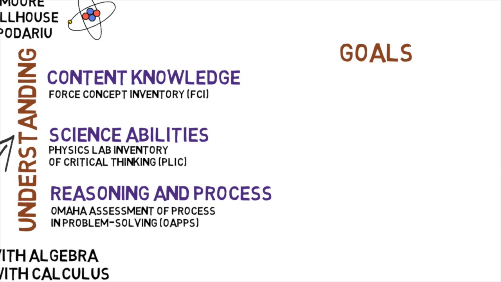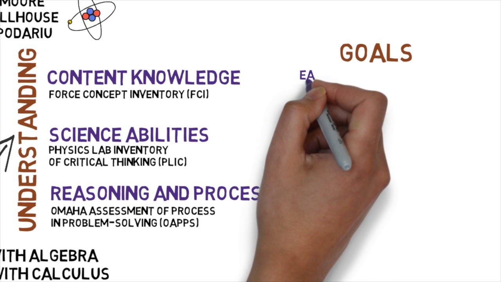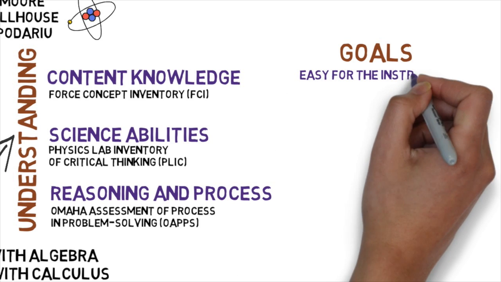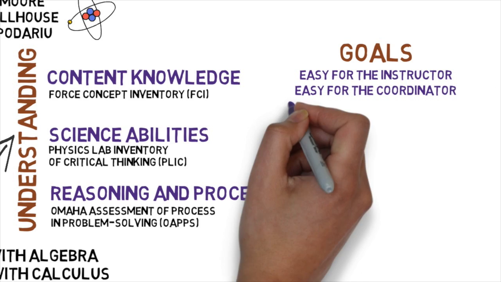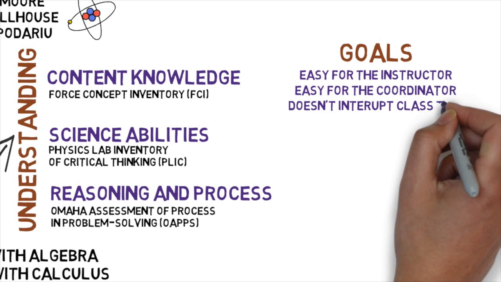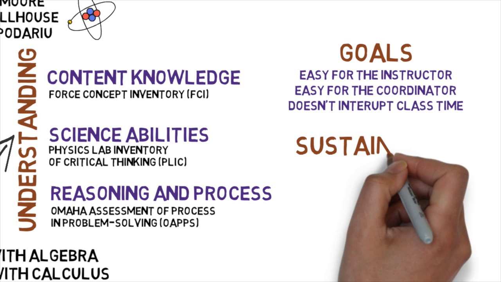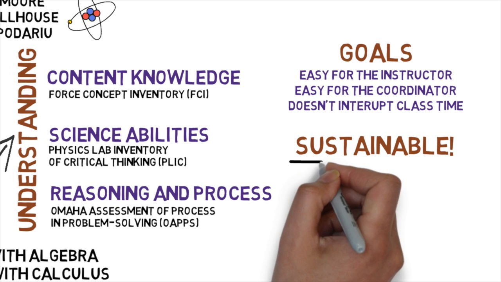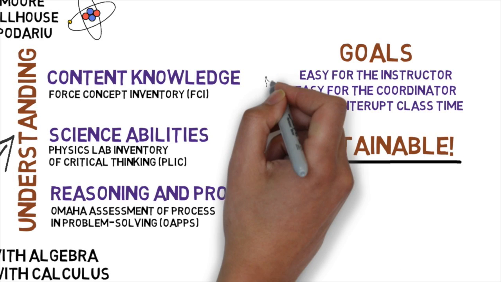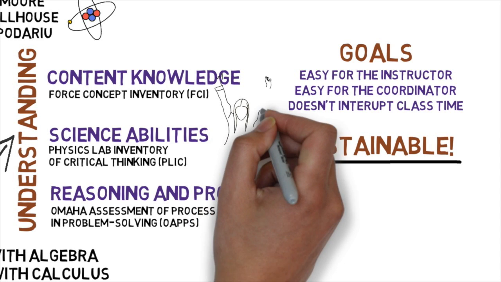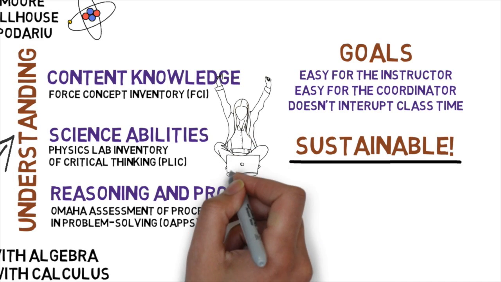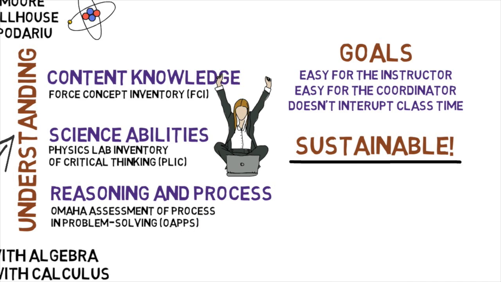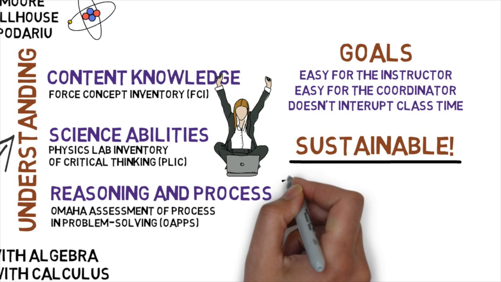Our goals for the first stages of the development of our assessment plan are as follows. We want to choose assessments and strategies that are easy for the instructor, easy for the assessment coordinator, and that can be administered with as little disruption to instructional time as possible. The FCI and the PLIC were administered completely online both before and after the course. Instructors supplied the coordinator with an email roster at the beginning of the semester, and the coordinator used two different third-party systems to deploy the assessment surveys.